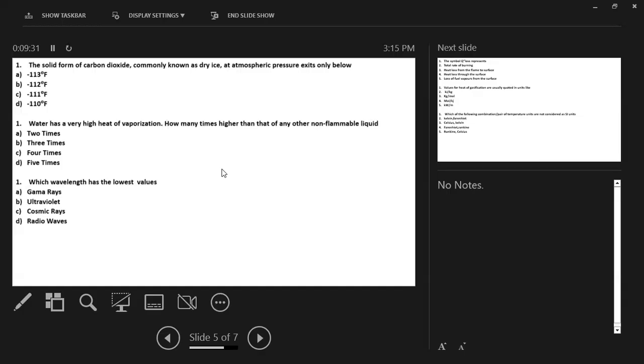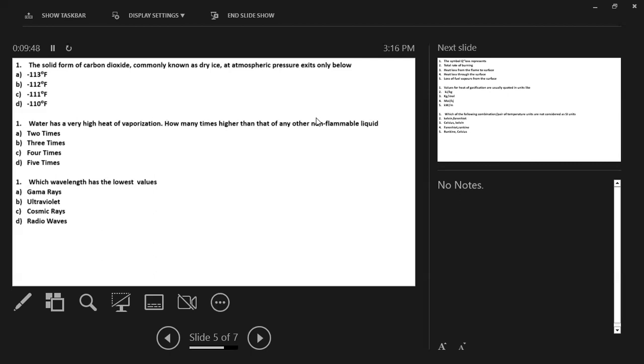Yes, Ibrahim. Just now I mentioned it. How many times higher than any other non-flammable liquid? It's 4 times higher than any other non-flammable liquid. It has the highest heat of vaporization.